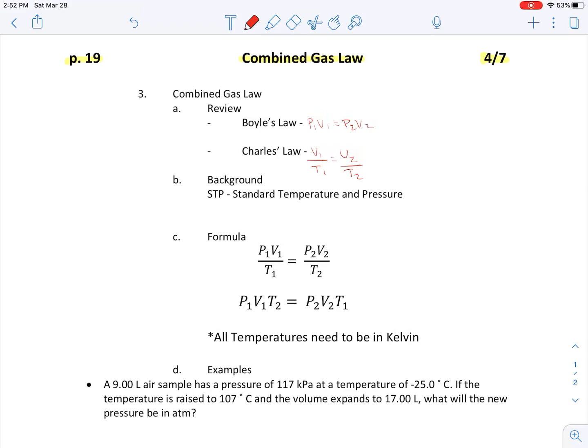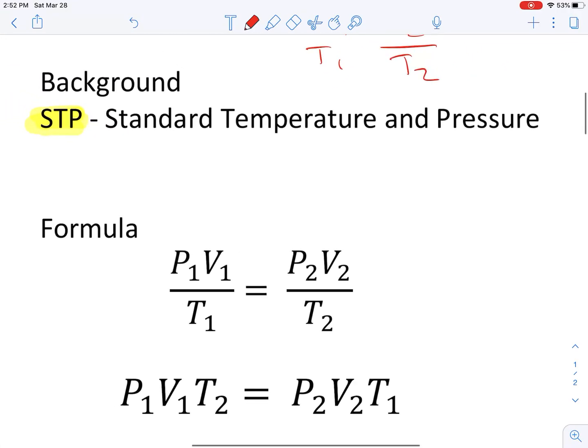But before we do that, let's talk about standard temperature and pressure, or STP. This is something you're going to see in your notes and in your homework, so we need to know it. STP is 1 atmosphere of pressure. Standard atmospheric pressure is 1 atm, which could also be 760 mmHg, or 101.325 kilopascals. And our standard temperature is 0 degrees Celsius, which is 273 Kelvin.